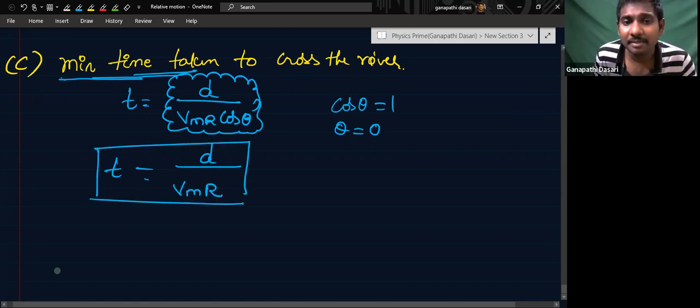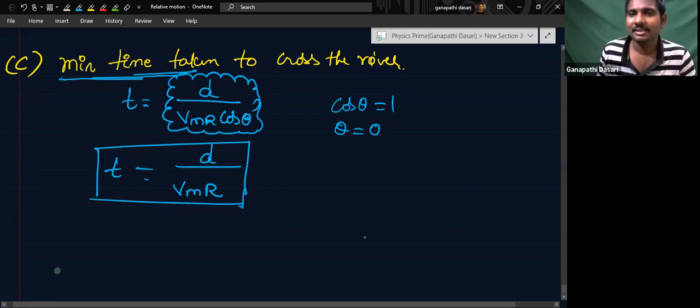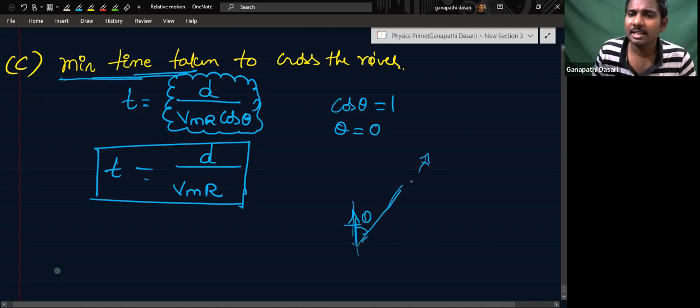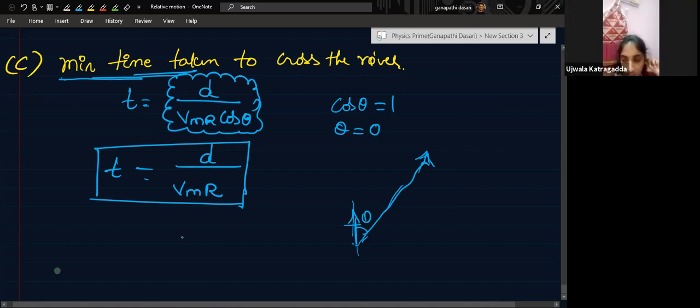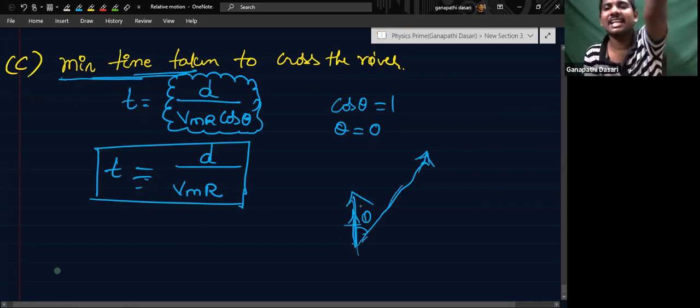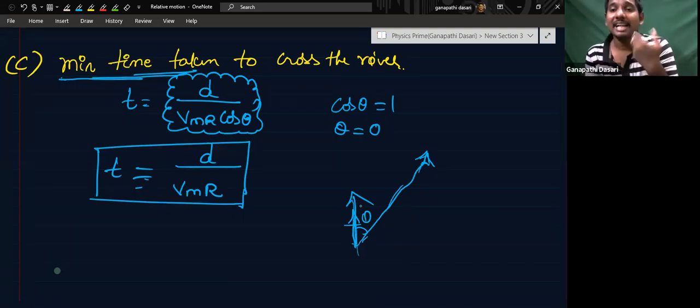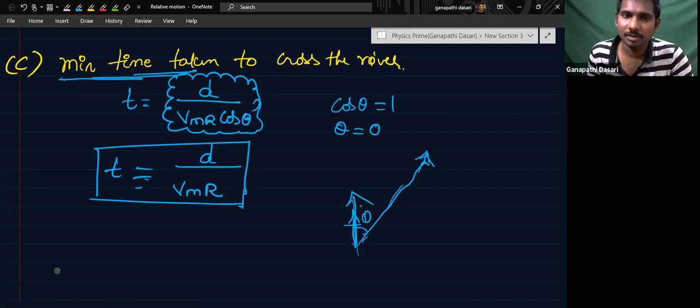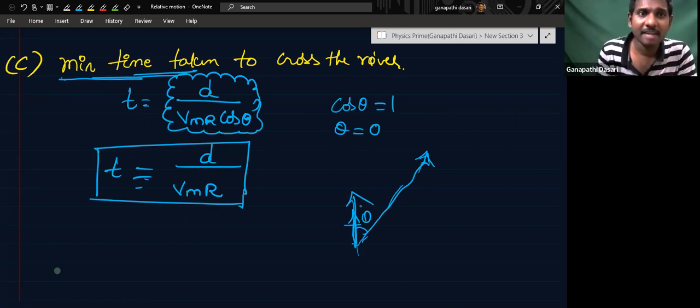This is the minimum time, but this is not the minimum path. He is directing like this, but still he might go like this. You make theta 0, but still you will go like this. This is not the shortest path. He may take a long path, but the time taken will be minimum. Understand this very carefully.